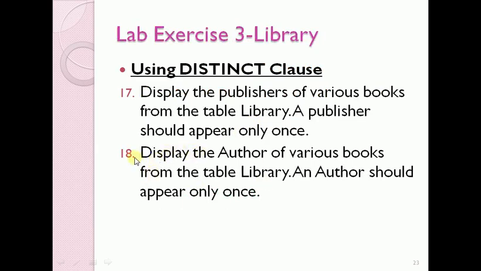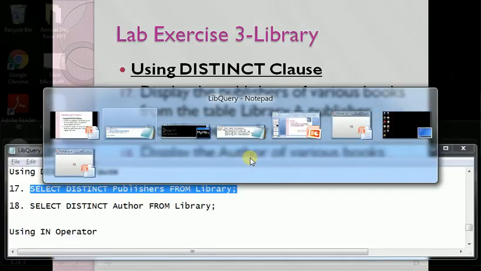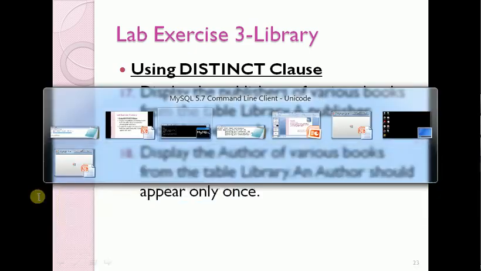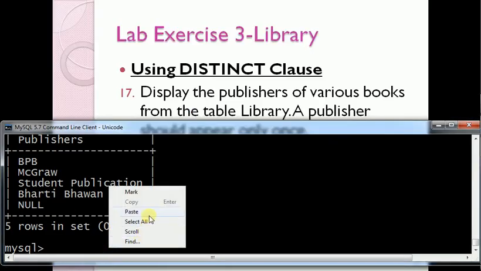The 18th question: display the authors of various books from the table library. An author should appear only once. When we consider a library, there may be 20 or 25 books written by APJ Abdul Kalam. So the name APJ Abdul Kalam need not be repeated 25 times; instead it needs to be displayed only once. For queries like that, we can use this distinct keyword: select distinct author from library. Let's execute this query in MySQL.